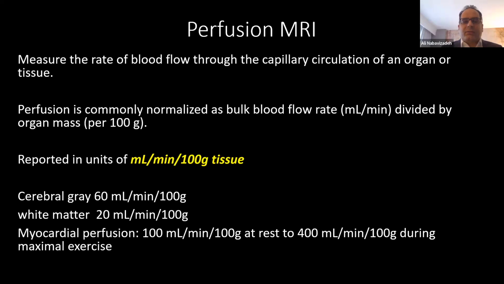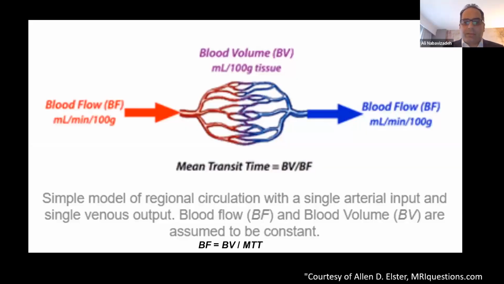So shifting gears to perfusion MR. By doing perfusion MR, we can measure the rate of blood flow through capillary circulation of an organ or tissue. It is commonly normalized to the bulk of the blood flow rate divided by the organ mass per 100 gram of tissue. Comparing in the brain, cerebral gray matter, as expected, has a higher perfusion compared to white matter, usually 60 ml per minute per 100 gram of tissue compared to 20 in the white matter. And that's actually much lower compared to what we see in the myocardium, which is usually in the range of 100 during rest to 400 during maximal exercise.